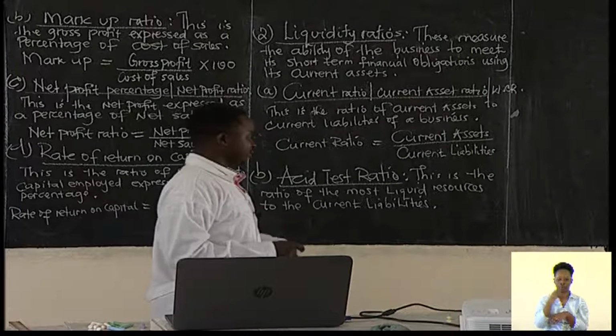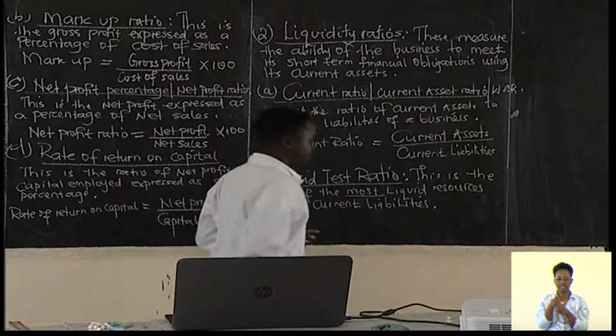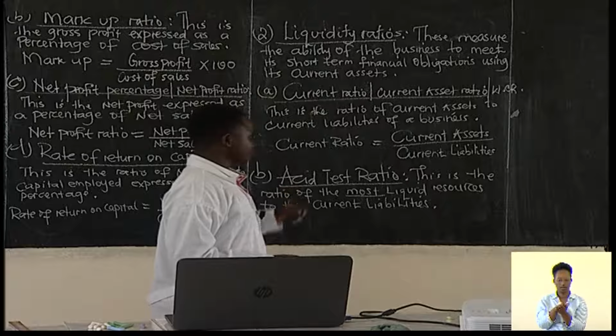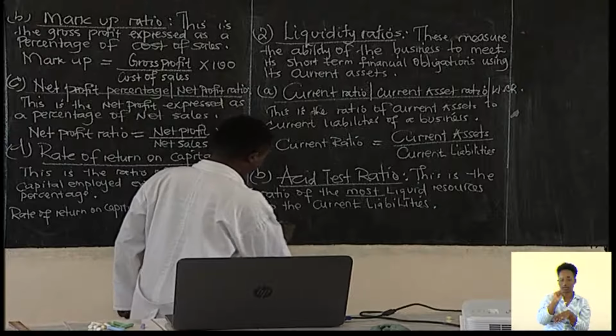So if you look at them, which one can be turned into cash? Most liquid resources of the business. In this case, we exclude closing stock. Closing stock, we exclude it when it comes to this ratio. We don't consider it.